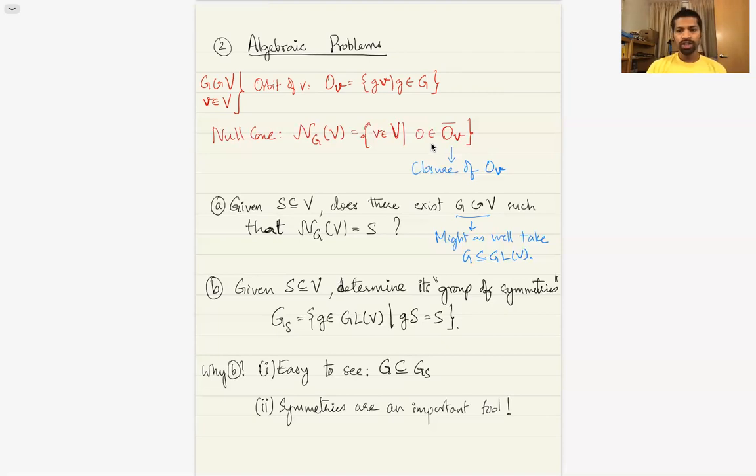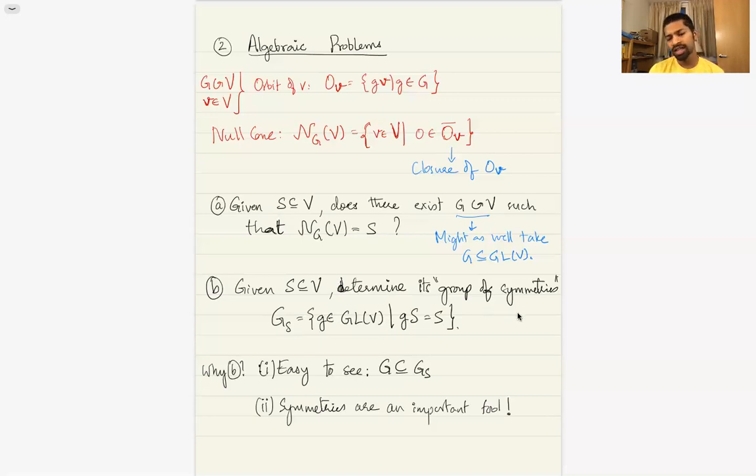And now a second question, which kind of looks disjoint from what I've just said, but then I will try to bring it back into context, is suppose somebody just gives you a subvariety of a vector space. Can you determine what are all the linear transformations that preserve this particular subvariety? So I'm looking for the set of all linear transformations g on V such that gS is equal to S. And this I want to call the group of symmetries of the subvariety S.